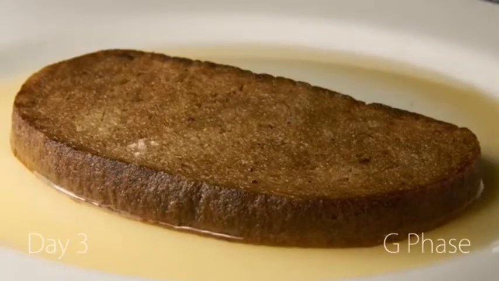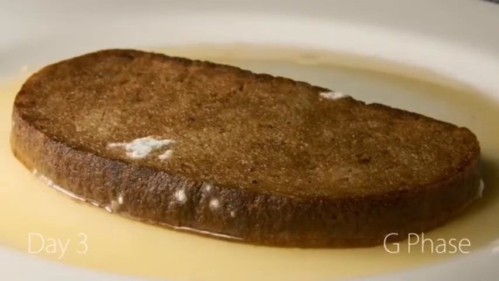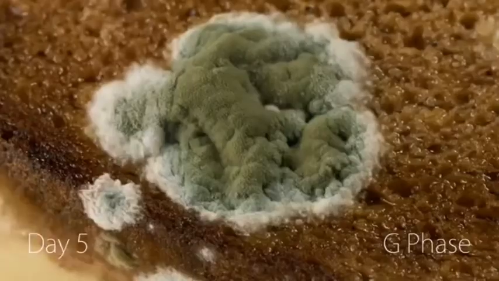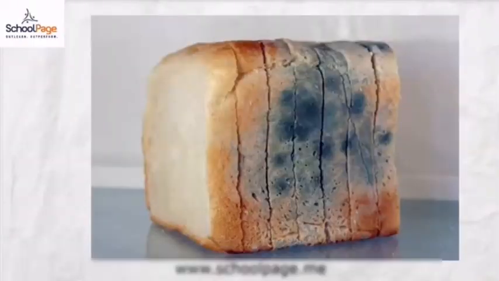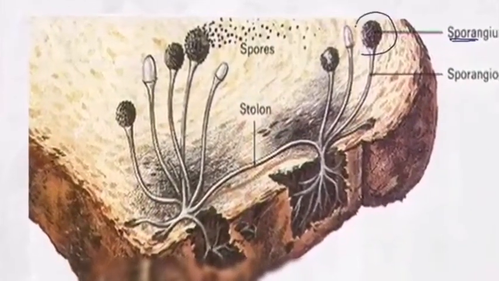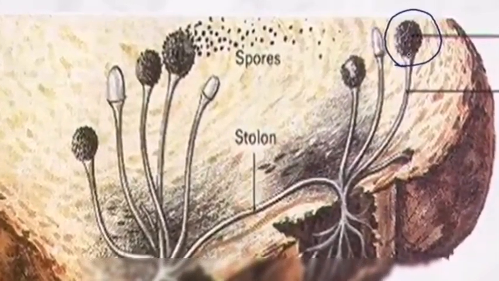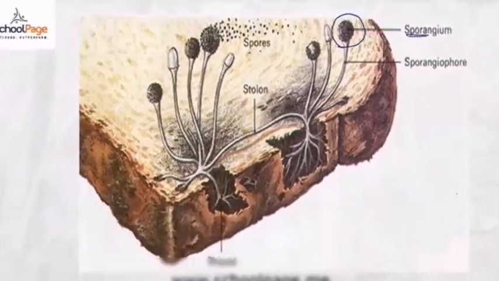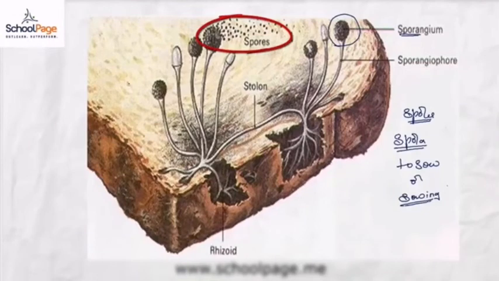If we keep a slice of bread open in the moisture, after 2 or 3 days we can see the appearance of grey patches. That indicates the growth of a fungus called Rhizopus. The plant body of Rhizopus is multicellular hyphae. From this hyphae, a single cell develops into a stalk and there develops the sporangium. The nucleus of the developing sporangium divides several times and develops into spores. When the spores mature, the sporangial wall breaks and releases spores. These spores, when they fall on a substratum, develop into a new hyphae.